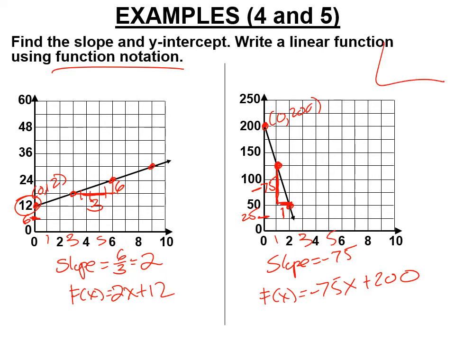Right, and if you're doing this without the printout, you just go like that. You put the 200, you go like that. You show your slope as negative 75.